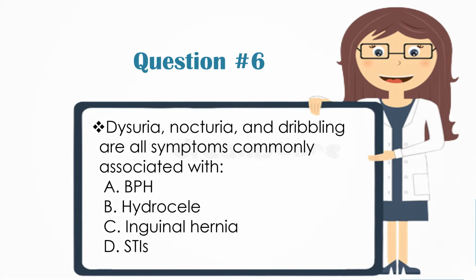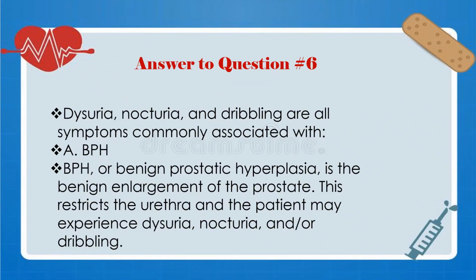Alright, this is the correct answer. The correct answer is A, BPH. BPH, or benign prostatic hyperplasia, is the benign enlargement of the prostate. This restricts the urethra and the patient may experience dysuria, nocturia, and/or dribbling. So if you got the correct answer, congrats!